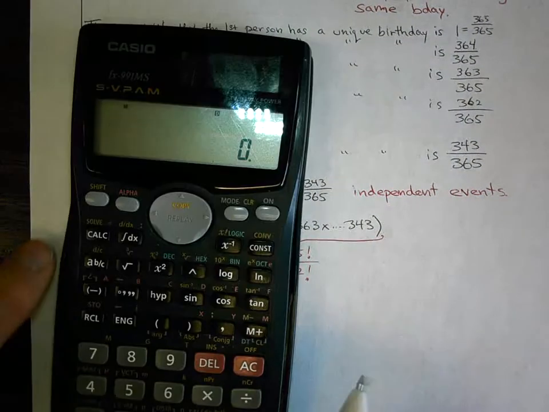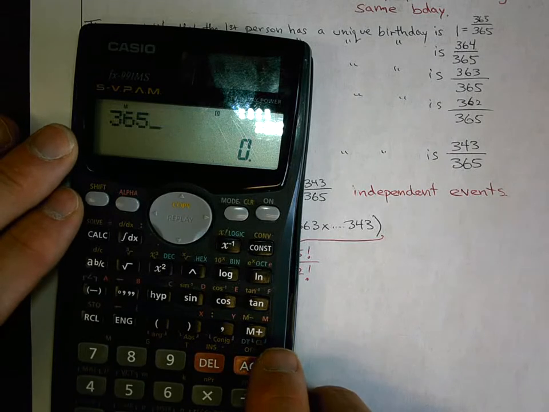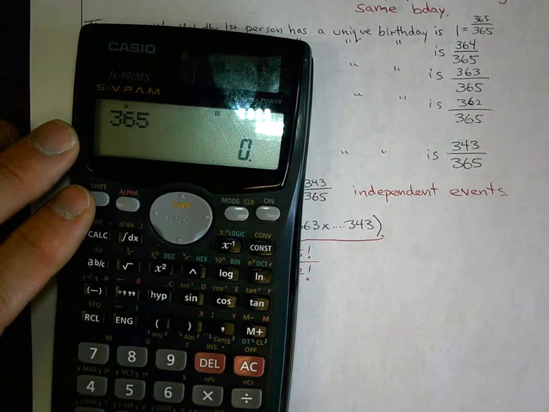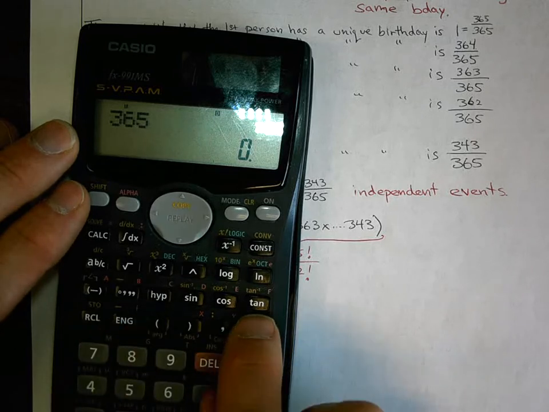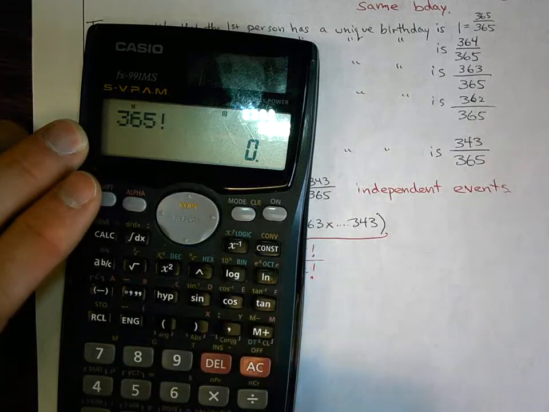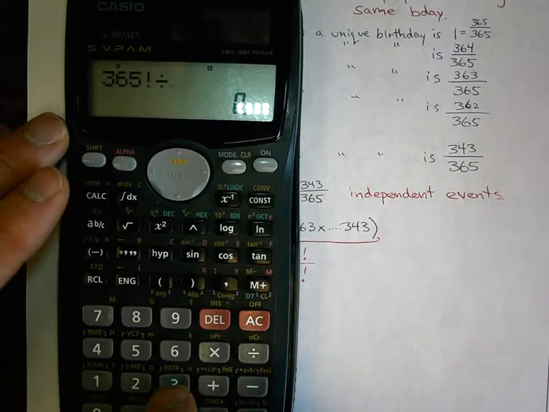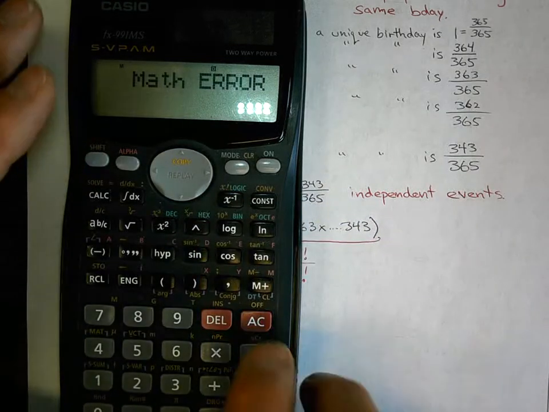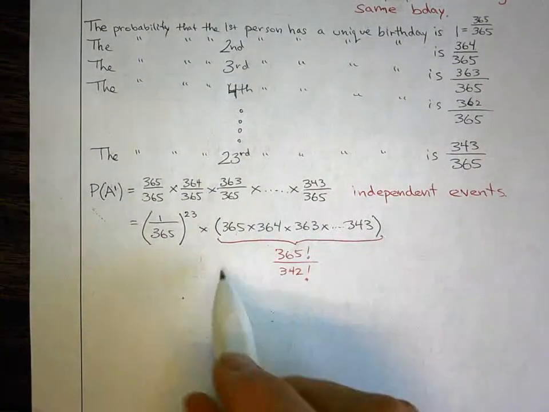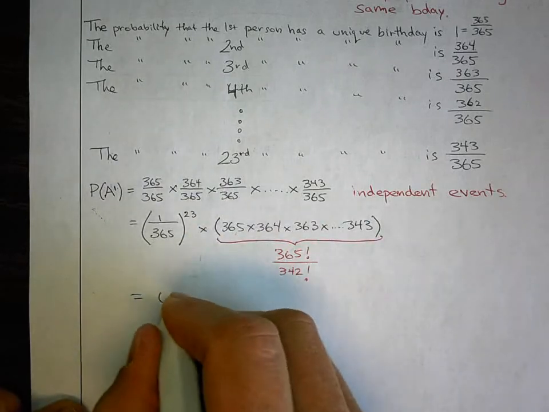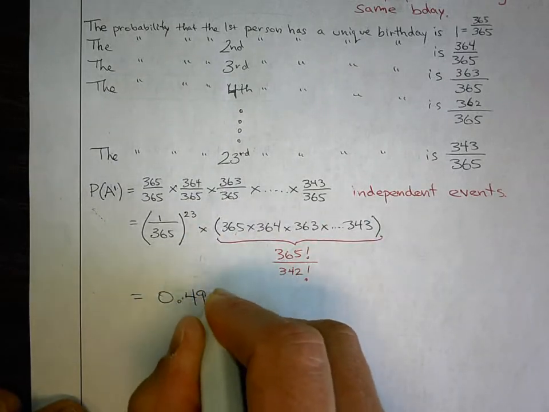So 365 factorial is a button on your calculator. It's an exclamation mark. Where's mine? Oh, there it is up here, x factorial, so shift. Divided by 342 factorial. Oh, okay, I can't do it with my calculator. You're going to have to do it with a more advanced calculator. But we type all these into a more advanced calculator, and we get 0.4927.